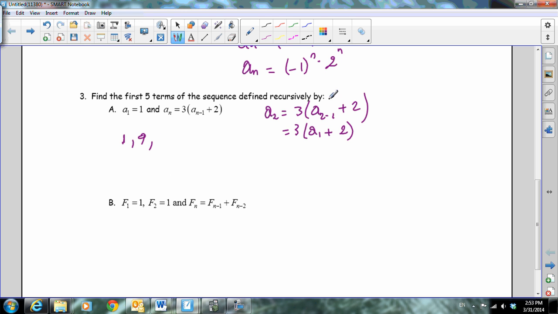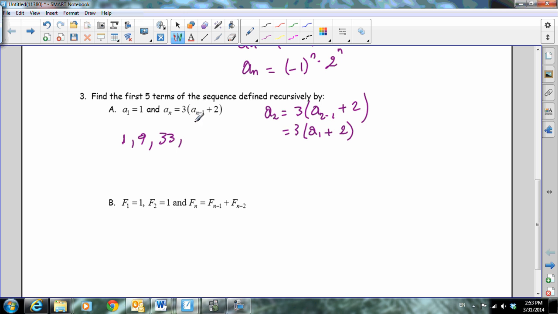If you repeat this process for every single one of them, this one tells you actually the following term is equal to 3 times the previous term plus 2. So for this one, it will be 3 times the previous term, which is 9. 9 plus 2 is 11, times 3 is 33.